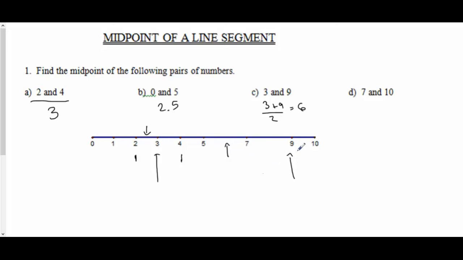Try that for 7 and 10. Hit pause, figure out the midpoint, and then hit play again. Okay, so for 7 and 10, you would take the same method. So 7 plus 10 divided by 2, that is 17 over 2, which is really 8.5.